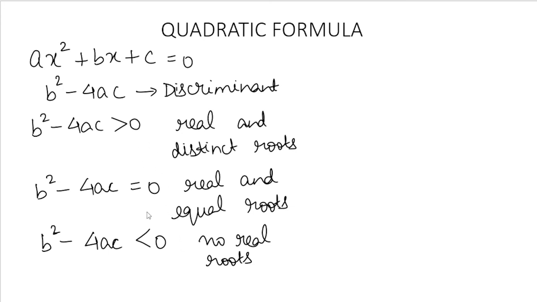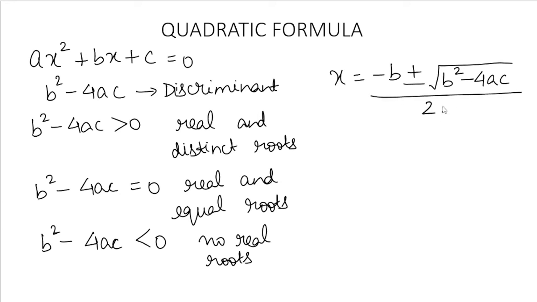Now once we have got the nature of roots for a quadratic equation in one variable, we are going to solve for the value of x. The value of x in this case is given by x = (-b ± √(b² - 4ac)) / 2a. This is called the quadratic formula.